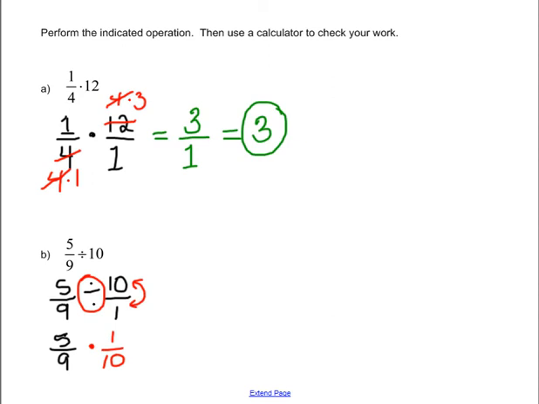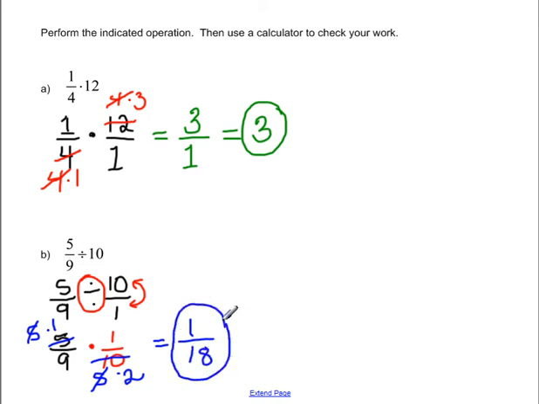And when we come in now to do the multiplying, we can see that we've got a common factor of 5. So 10 is 5 times 2, and 5 is 5 times 1. And we cancel out those 5's. We're left with 1 times 1 equals 1 for my numerator. 9 times 2 is 18 for the denominator.